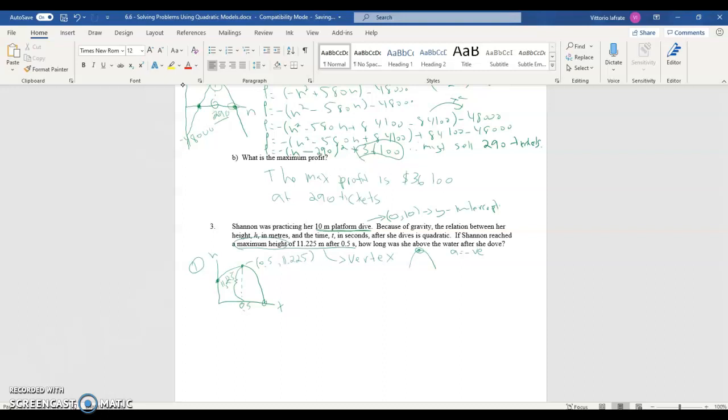We need some kind of equation to do that. We don't have an equation right now, so we need to make one. We have a vertex and we have a point, so we can start making our equation. H is equal to A times (t minus 0.5) squared, plus 11.225. This is our K value from the vertex. And we can find this A value using the y-intercept, which was (0, 10).